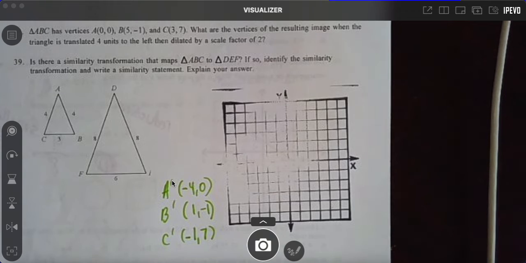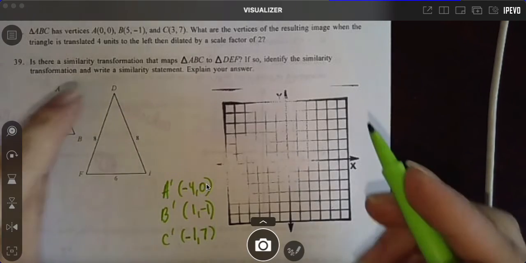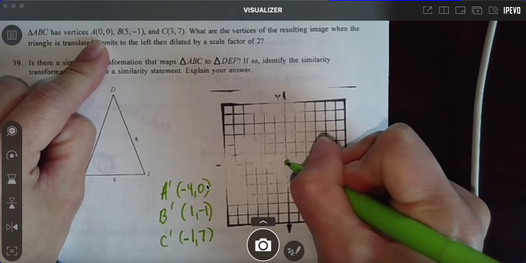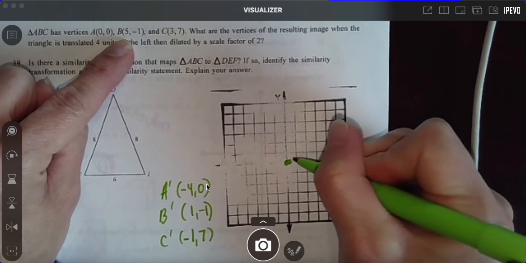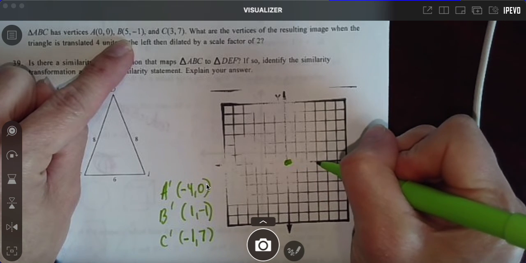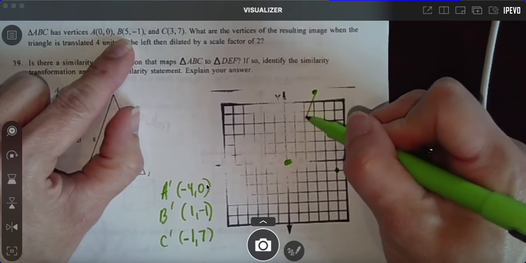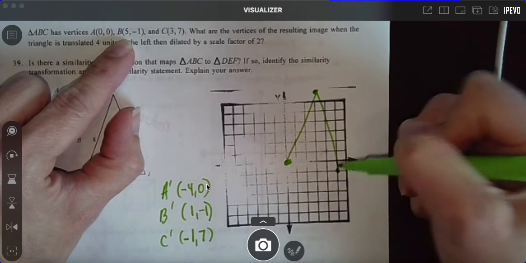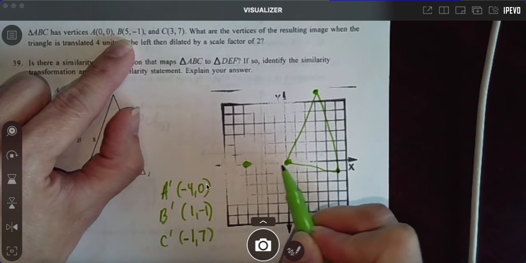Okay, so what I did was here's my ordered pair. If I move them to the left 4, it's basically right here. Do you want me to just graph it and let you move it that way? Do you want to graph it and then move it? Yeah. Okay, so let me graph the points they give us. 0, 0, over 5, down 1, over 3, up 7. Okay, if I was to take each of these points and move them to the left 4, watch where I am. 1, 2, 3, 4. I'm right here at negative 4, 0.